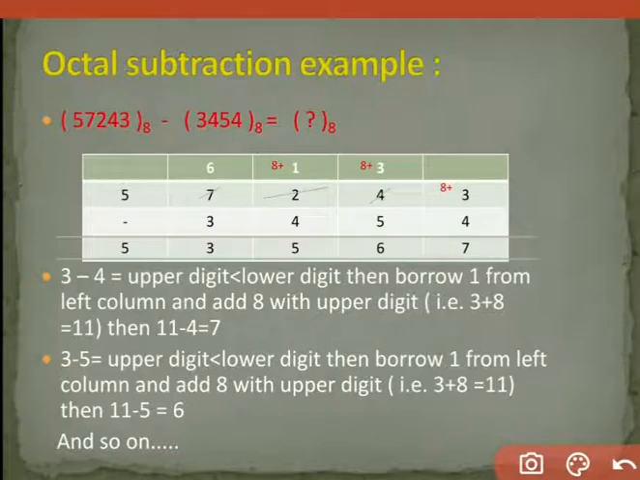See, the same way, the left column is 6. We are subtracting it with 3 and we are getting 3. And 5 is equals to 5. We are placing it here only. And this is the way we are subtracting our octal number from another octal number.